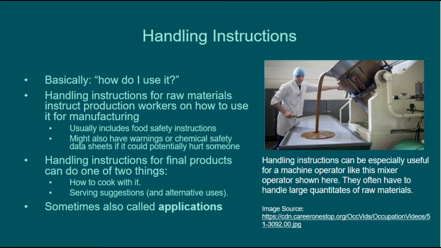Handling instructions. So how do I use it? Like, what do I do with this ingredient? Or, how do I even prepare this product that's been sold to me? In the context of manufacturing, handling instructions are basically what you do with raw materials and how to handle them safely for production. This information is especially useful for equipment operators because they have to handle large quantities of the product. So it's important to make sure they understand how to handle it safely and in a way that makes sense for their production operations.